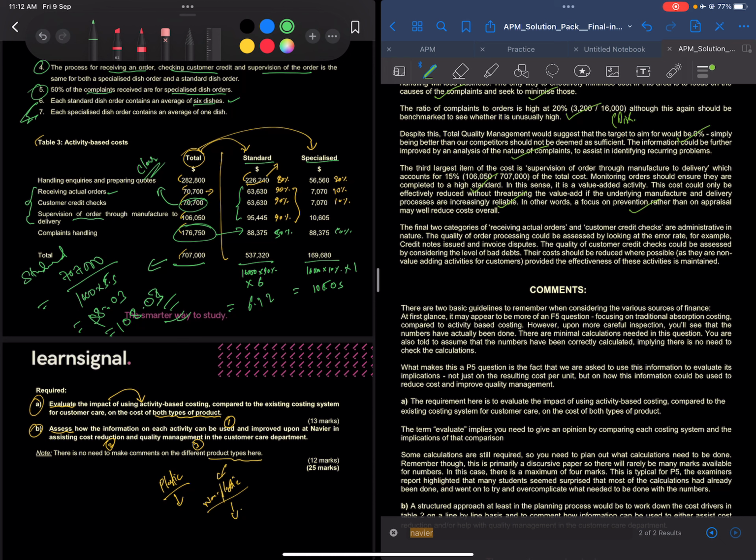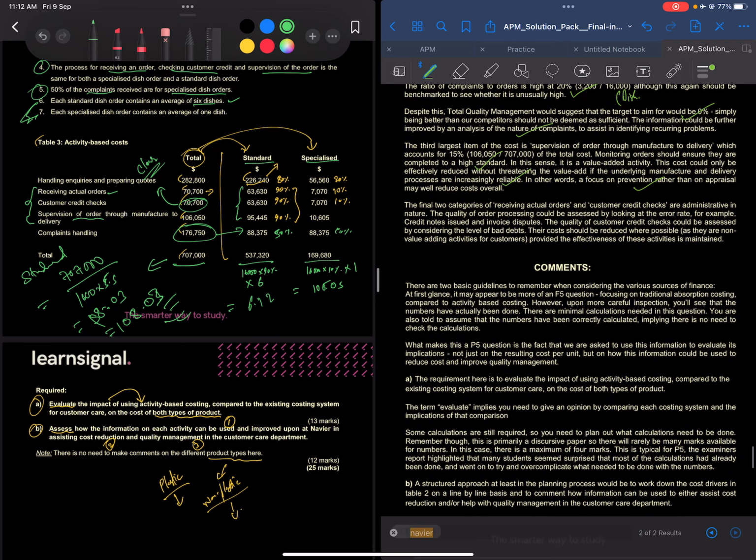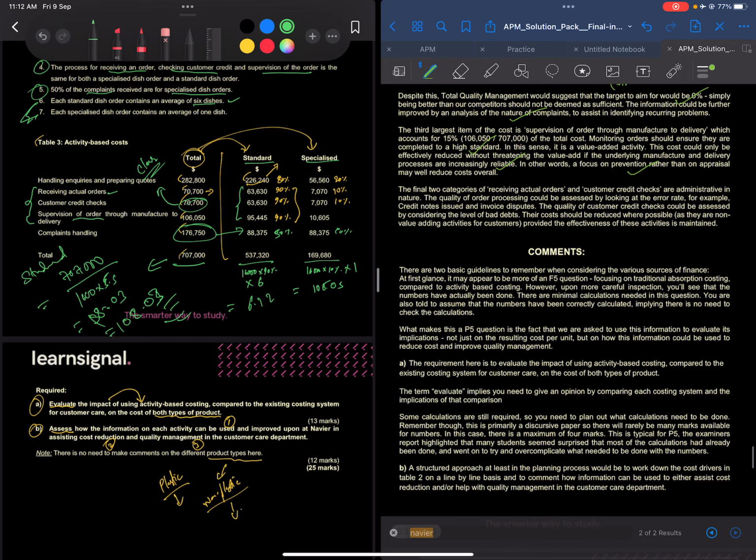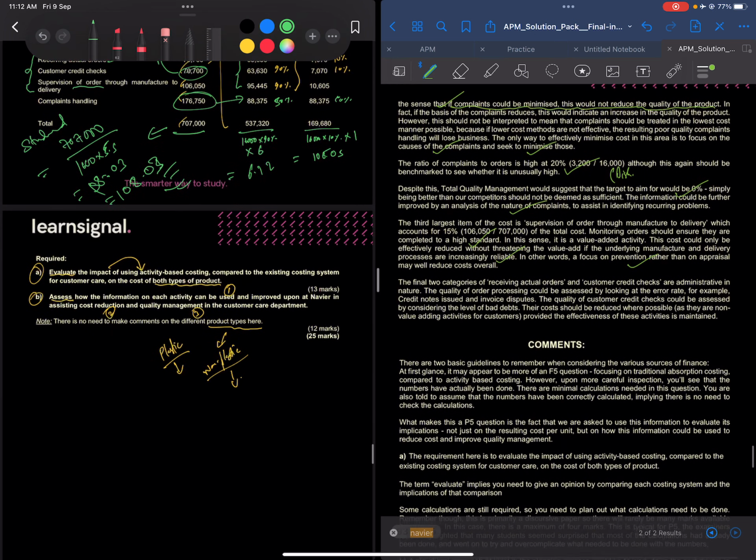It's going to be a lot, because reputational cost can't be quantified, and it's very hard to measure as well. Next thing, the final two categories of cost. You see right over here what they are doing.